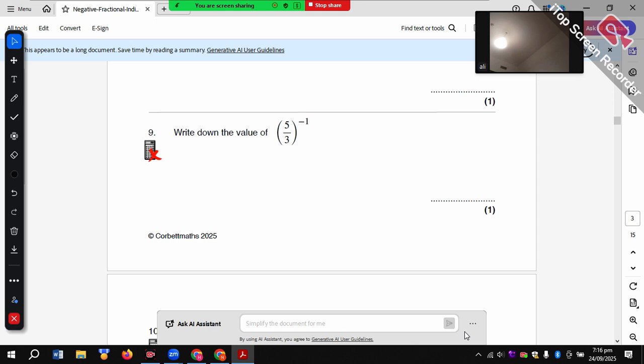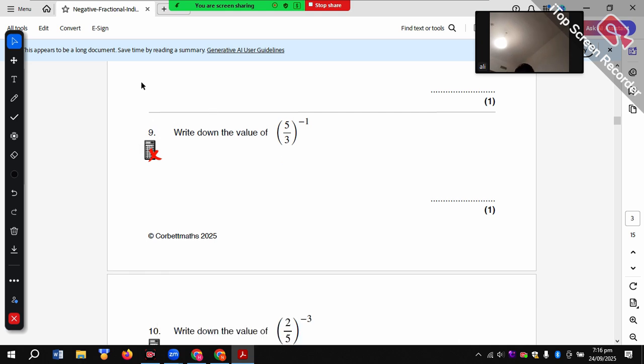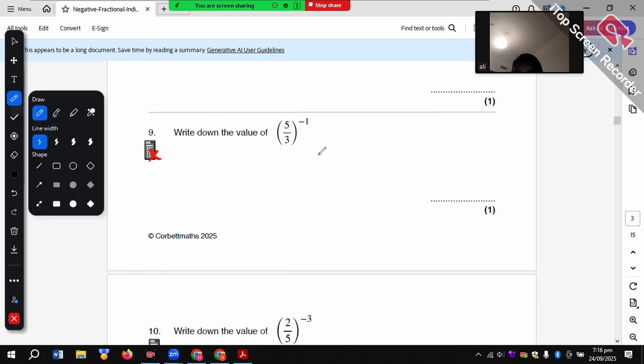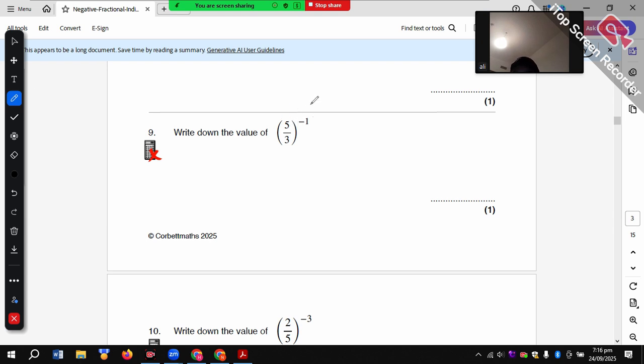Now I am going to explain what to do if a fraction is given to you with a negative power. As you can see, the fraction is 5 by 3 and the power is negative 1. You have to apply the indices rule: you write this power with both the numbers inside the bracket. So you can write it like this, 5 to the power of negative 1 over 3 to the power of negative 1.